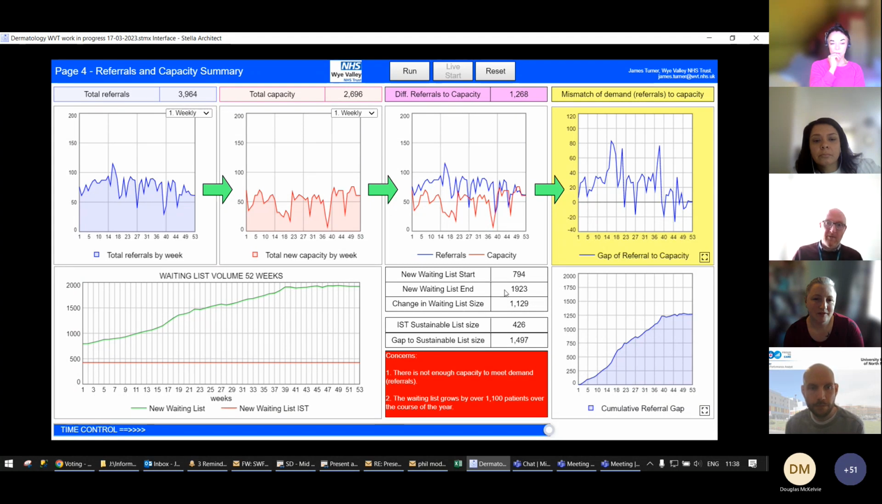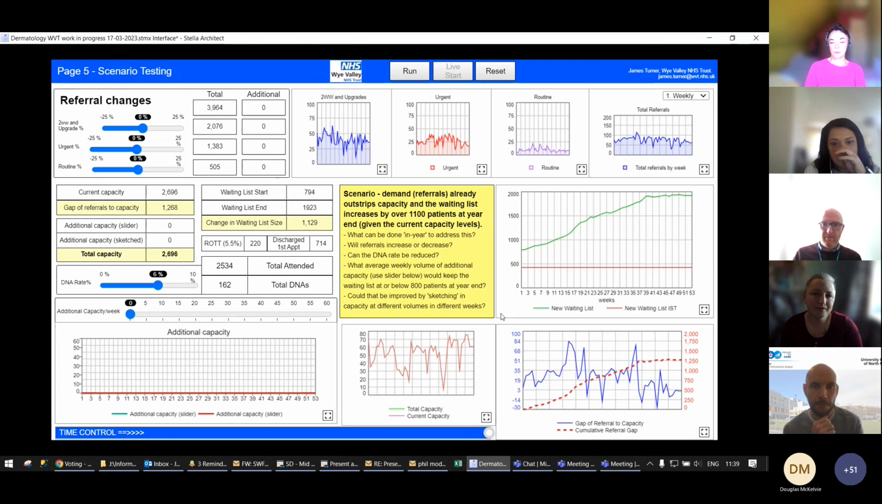So we started the year with 794 patients. We end up with 1,900 patients. So the waiting list grows by over 1,000 patients, which is fine because we always put on additional capacity through the form of waiting list initiatives or hiring in locums, or we appoint substantive staff into posts within the service. But it's always difficult for the organisation to really get a feel or a handle on how we can control it, or when we need to put capacity in to be able to deal with this.